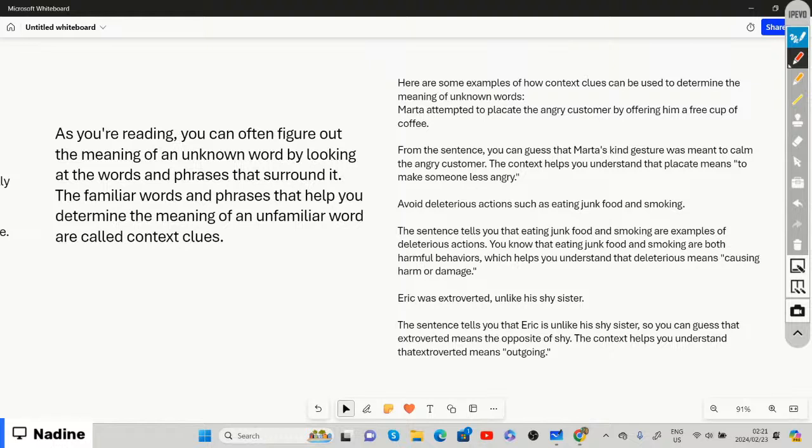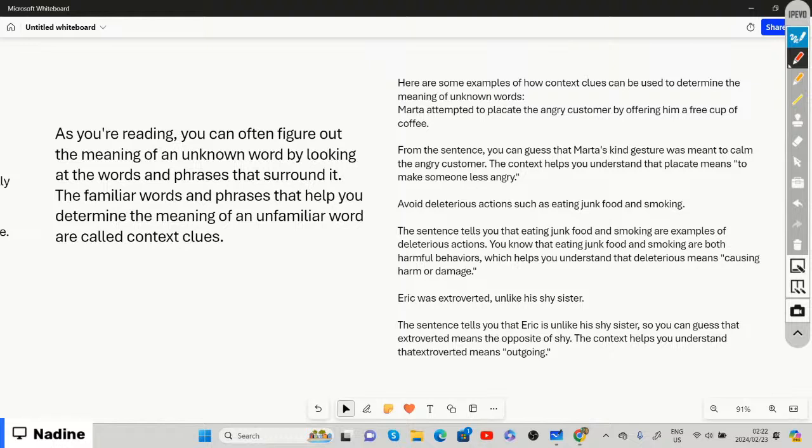And if we look at the context, remember the context is all the surrounding phrases that surround the word, right? And if we look at that sentence, Martha attempted to placate the angry customer by offering him a free cup of coffee. Firstly, it was a kind gesture that she did, to calm the angry customer.